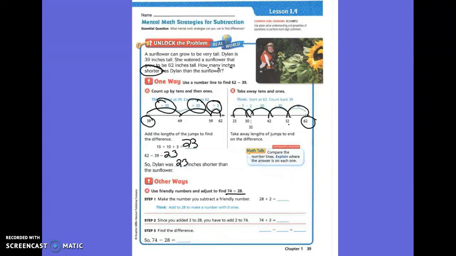Okay, so instead of doing 74 minus 28, they want to make 28 an easier number. How do you make 28 an easier number? Add 2. Yeah, to make it to the nearest 10 would be 30. Okay, if you add 2 to 28, what do you have to do to 74? Add 2. Since you added 2 to 28, you have to add 2 to 74.